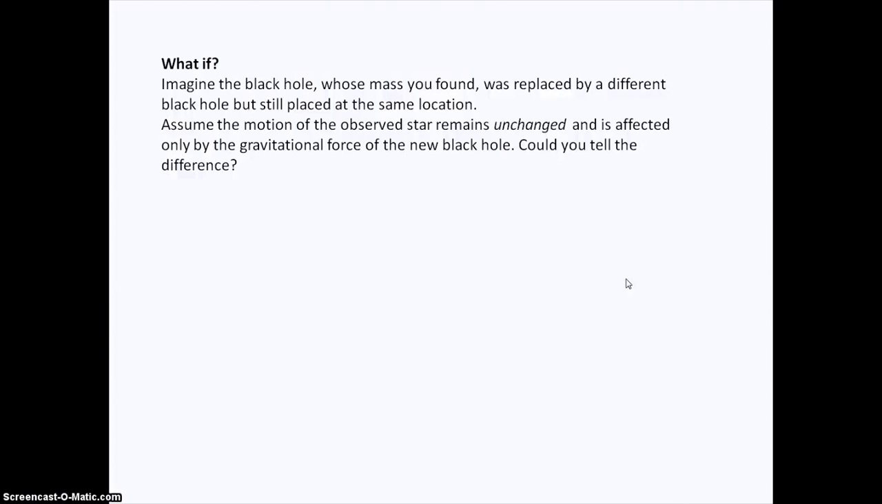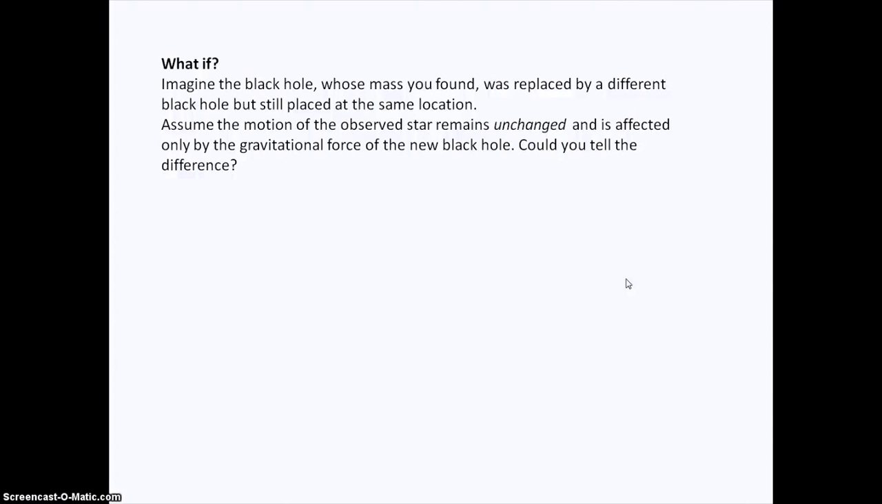What if? Imagine a black hole whose mass you found was replaced by a different black hole but still placed at the same location. Assume the motion of the observed star remains unchanged and is affected only by the gravitational force of the new black hole. Could you tell the difference?